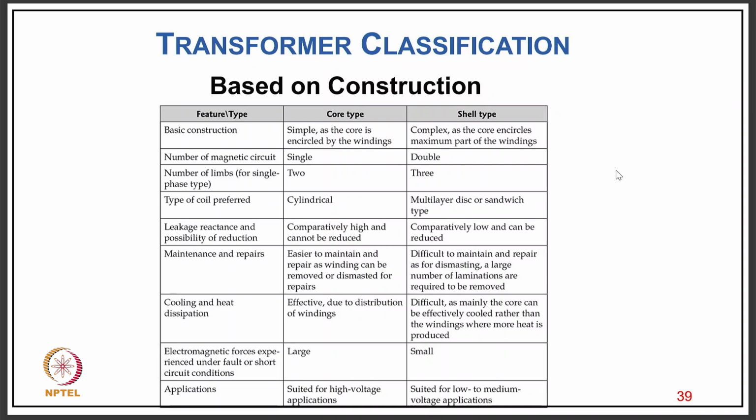Maintenance and repair: easy to maintain and repair the winding in the case of core type. In shell type it is difficult to maintain and repair, and for dismantling, a large number of laminations have to be removed. Cooling and heat dissipation: effective in core type due to the distribution of winding, and difficult in shell type because the core cannot be effectively cooled, rather than the winding where more heat is produced. Electromagnetic forces on short circuit: in core type it is large, but in shell type it is small because the winding is well embraced by the core. Application: core type is suitable for high voltage application, and shell type is suitable for low and medium voltage application. So this gives typically the features of the two types of construction, core type and shell type of transformer.